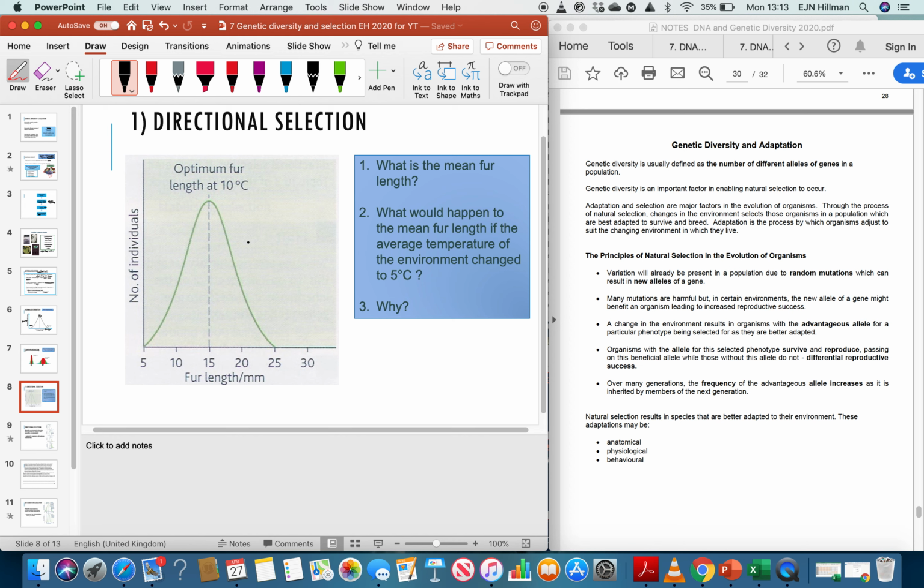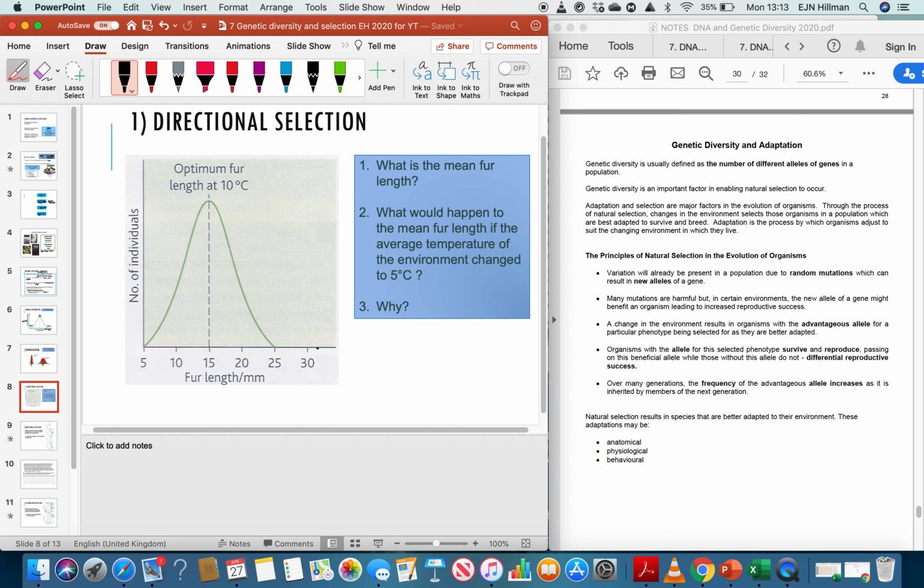Let's give an example of the first type of natural selection. So natural selection can be divided into, well, there are actually three types we talk about on the A-level. I'm just going to talk about two today. The third one we come across a bit more in the second year. So directional selection is a type, I suppose, of natural selection.